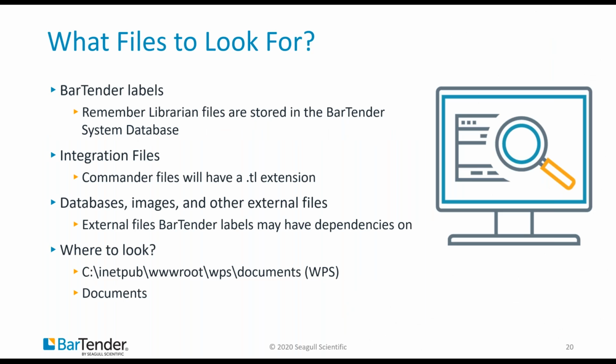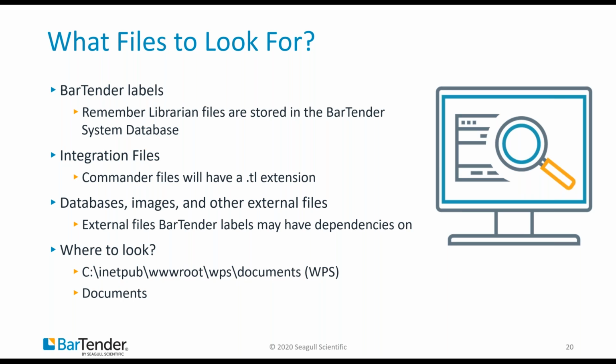So we'll want to assess both the server and client side for what files we're using. So that's going to be the first step that we're going to take. In the case of labels, these will have .btw extensions, and they might be located on the server, on the clients themselves, and just in a Windows folder structure in Librarian. And these BarTender files are going to contain all our settings like our label sizes, the printers that we're using, any database connections, any forms, VB scripting, etc.